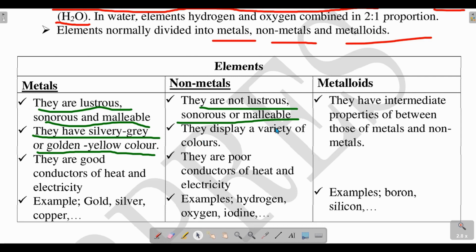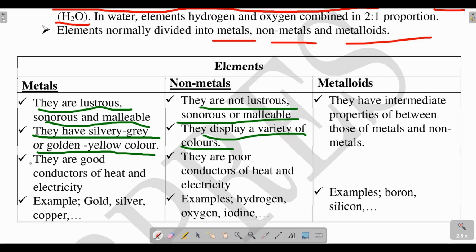While in case of non-metals, they display a variety of colors. For example, the color of sulfur is yellow. The color of carbon is almost black. The color of phosphorus differs, like black, red, white, etc. Non-metals show a different variety of colors. They don't have any common property in color.